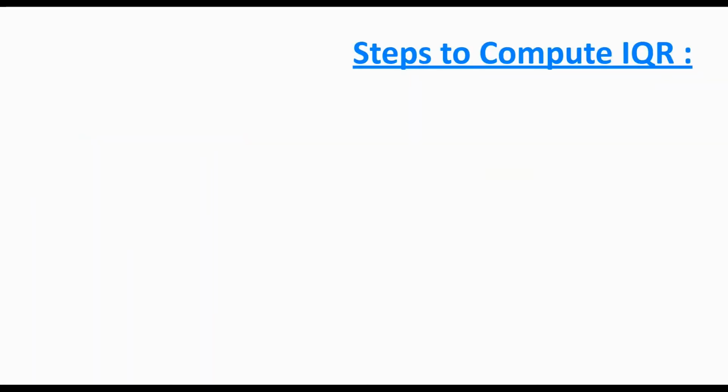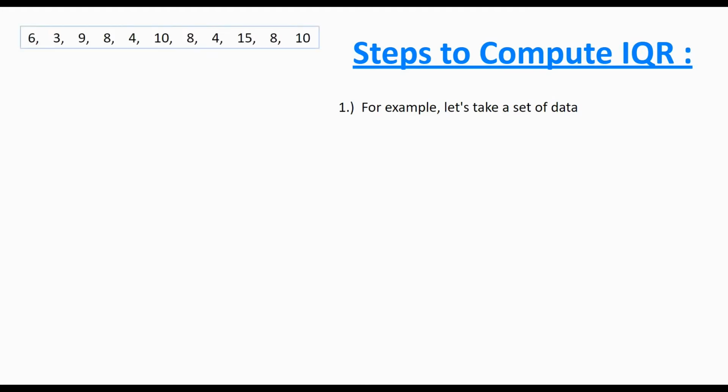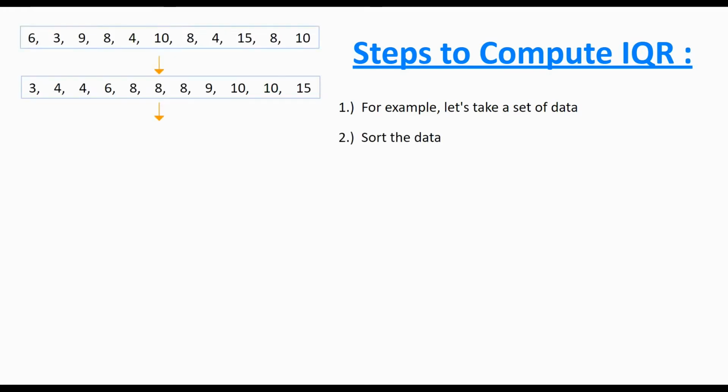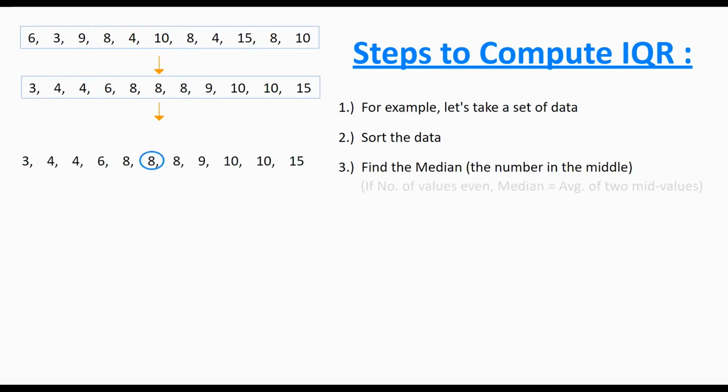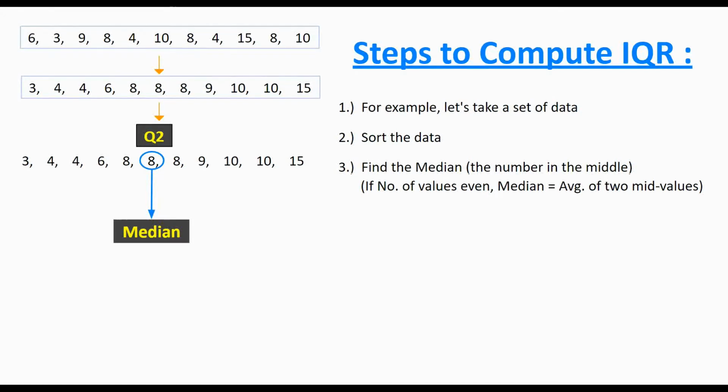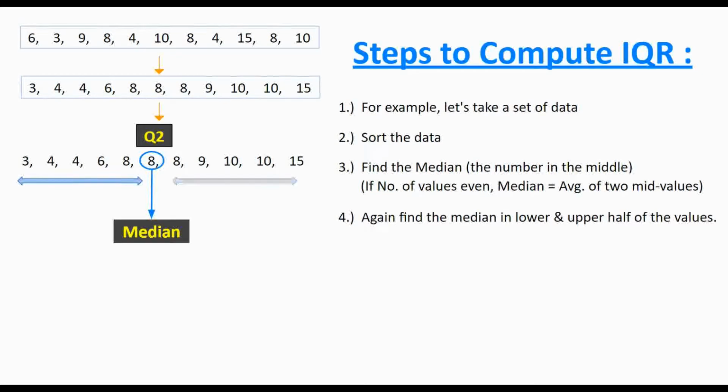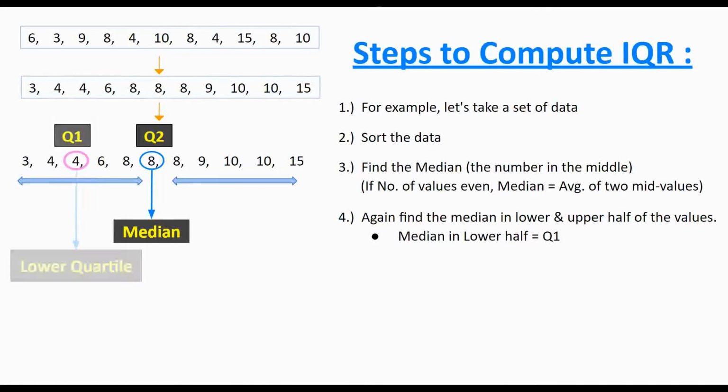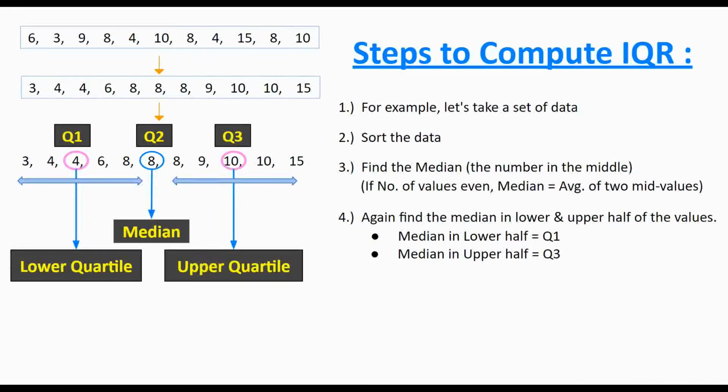See the steps to compute IQR. For example, let's take a set of values. The first step is to sort the data. Now we have sorted values. The next step is to find the median. For these values, we have 8 as the median, which is the second quartile, Q2. Next is to find the median in the lower and the upper half of the values. The median in the lower half will be Q1, the first quartile. Here it is 4. And in the upper half we have 10 as the median. So Q3 will be the upper quartile.